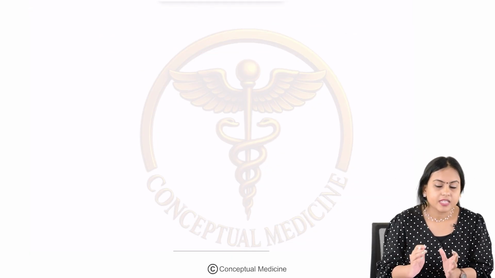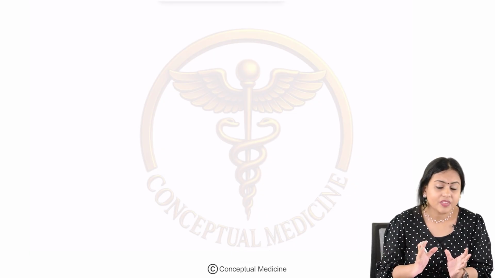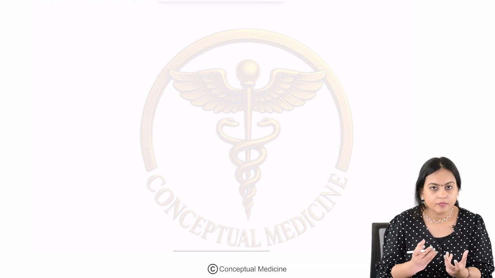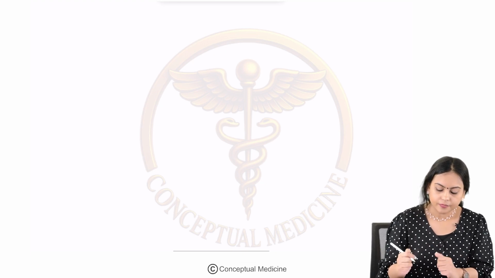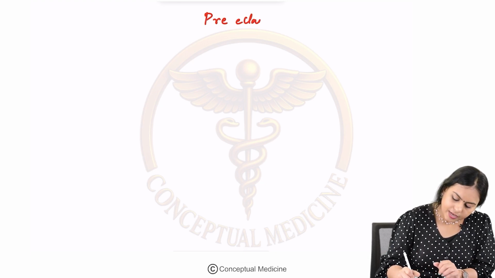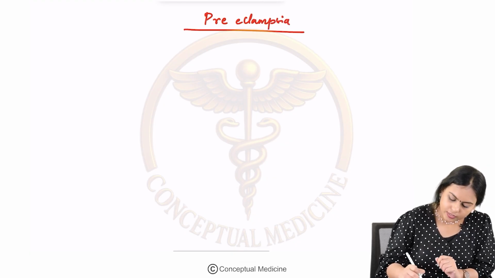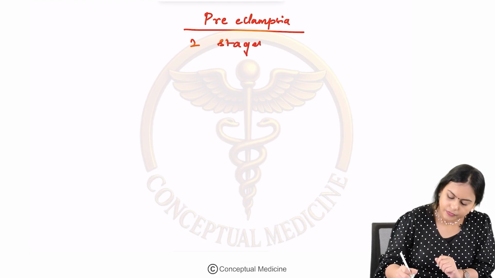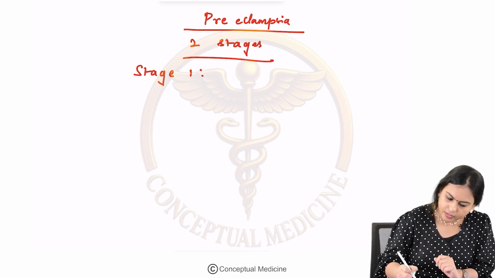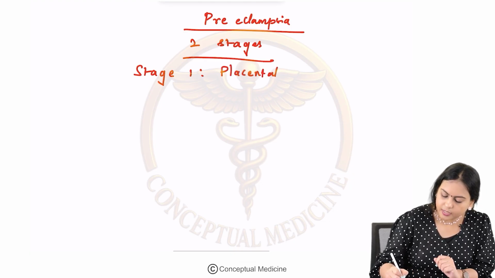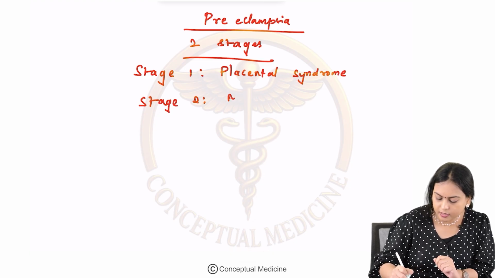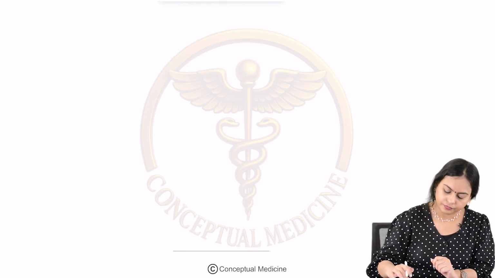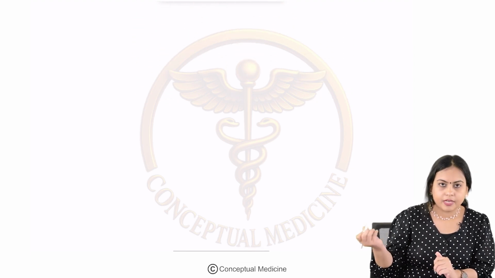So, if we take preeclampsia, we can see it happening in two stages. The stage 1 is the placental syndrome. The placenta is going to show some changes first. Then it is going to affect the mother, which will be seen as some clinical features of preeclampsia. Clear? So, preeclampsia as such presents in two stages. What is the stage 1? It is the placental syndrome. Whereas stage 2 can be considered as a maternal syndrome. Clear?